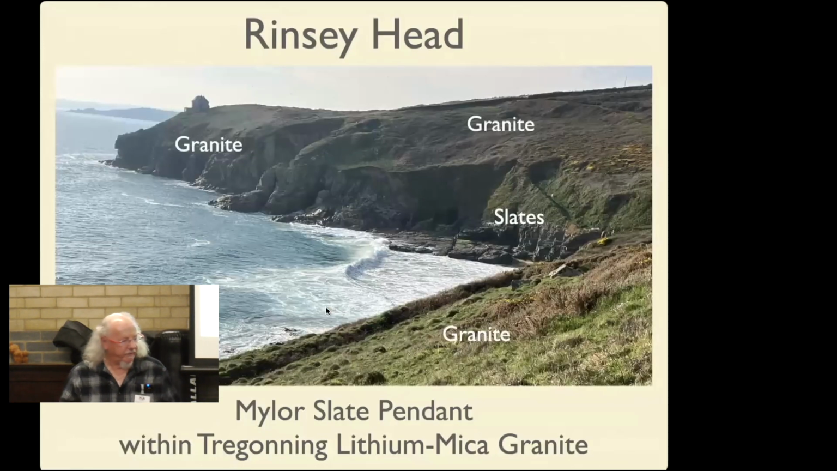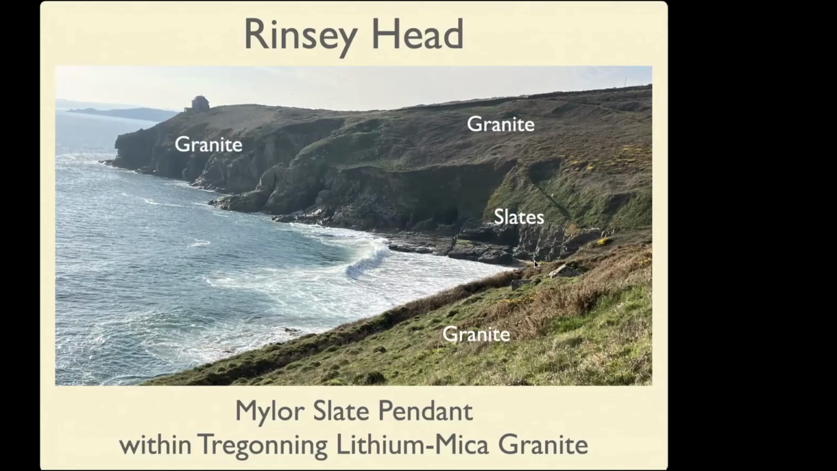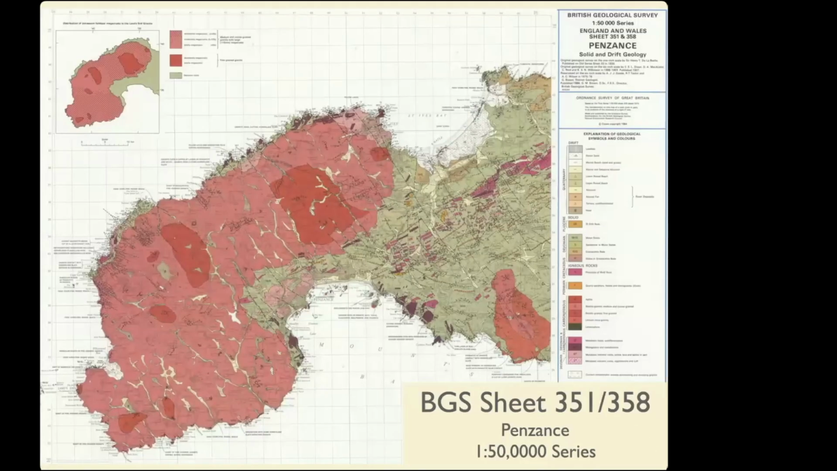At Rinsey Head, there's a very interesting exposure in that what you have is what's called a pendant of the mylar slates coming down into the Tregonning granite. So this is all granite. It's granite all along that headland there, and this is slates running up here. And the reason the cove is there at all is because the slates have been eroded out. So that's the physical edge of the granite.